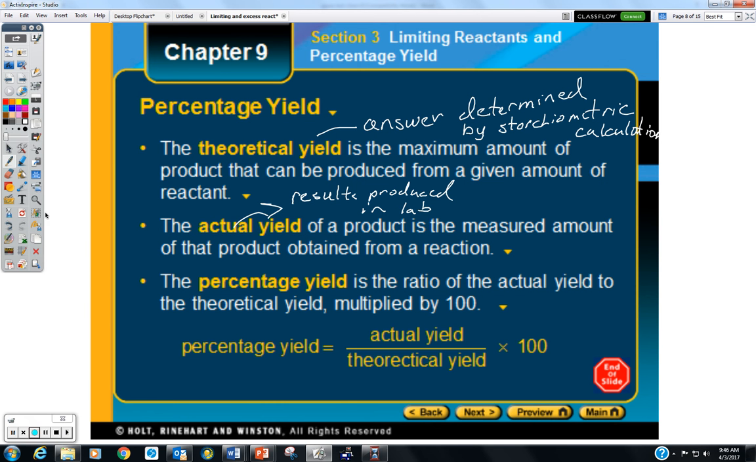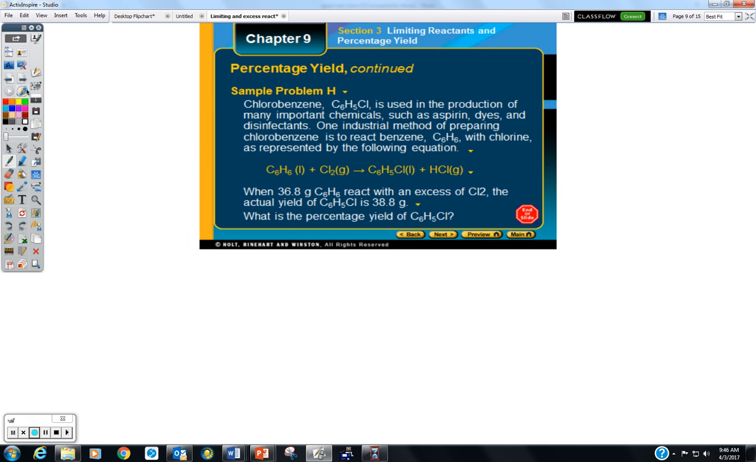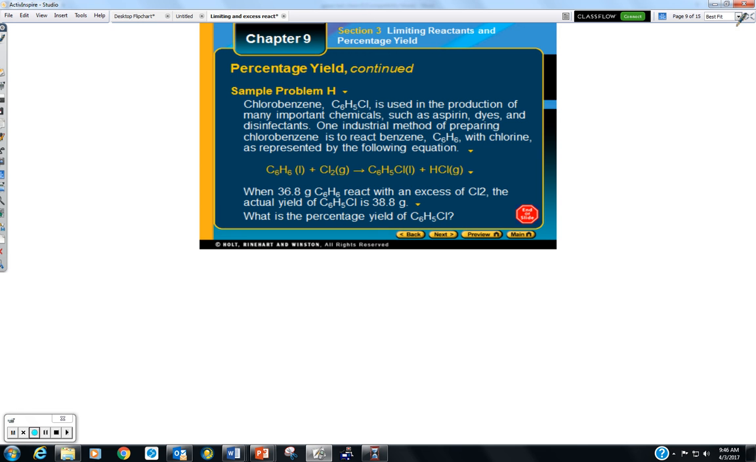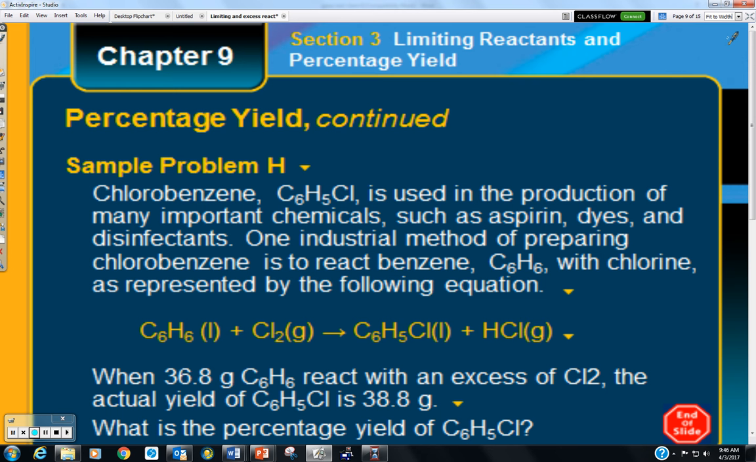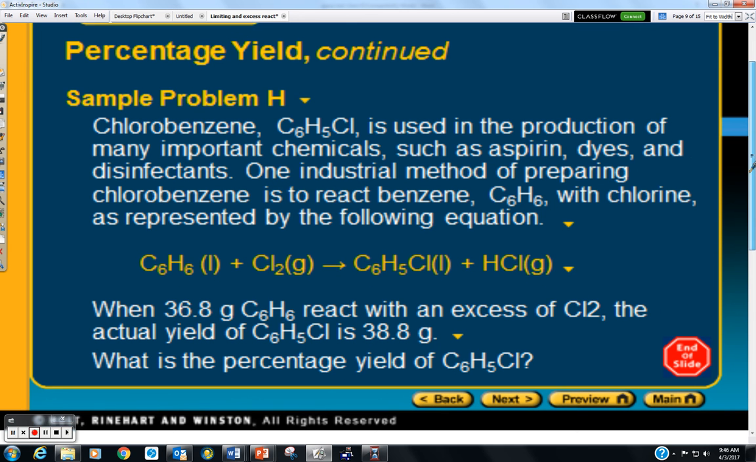All right. So moving on. Let's look at this sample problem.